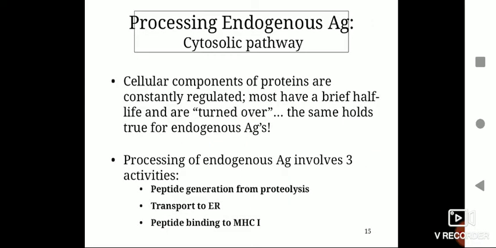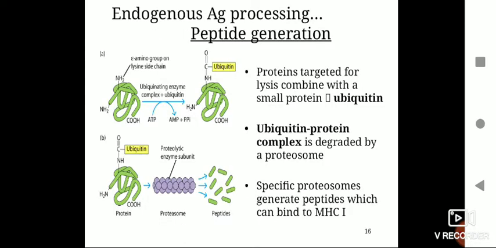So let us talk about each pathway in detail. First, we will see the cytosolic pathway, which processes endogenous antigen. In the cytosolic pathway, the three activities which lead to processing and presentation are peptide generation from proteolysis, which we have seen just now, then transport to the endoplasmic reticulum with the help of TAP protein, and finally binding of the peptide to class 1 MHC molecule. These are the three major steps involved in the cytosolic pathway. Let us see each step in detail.